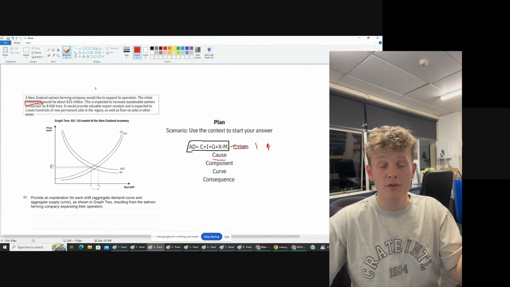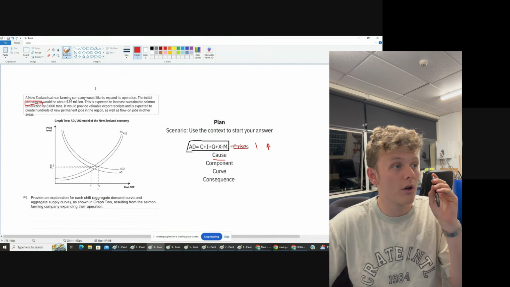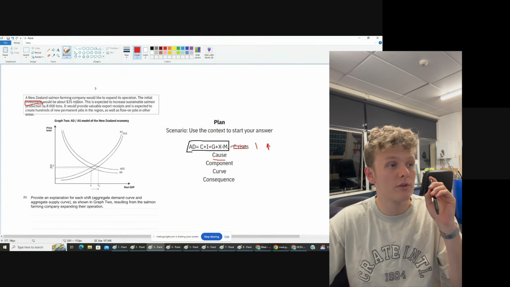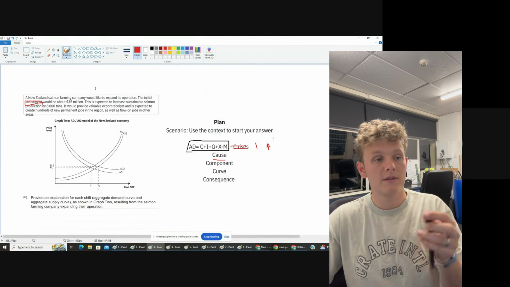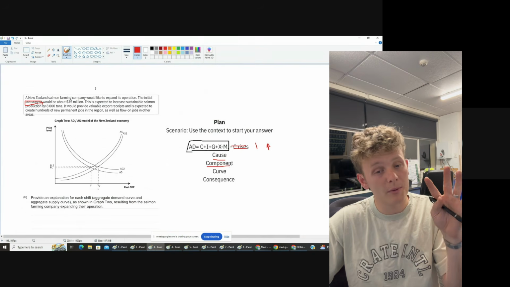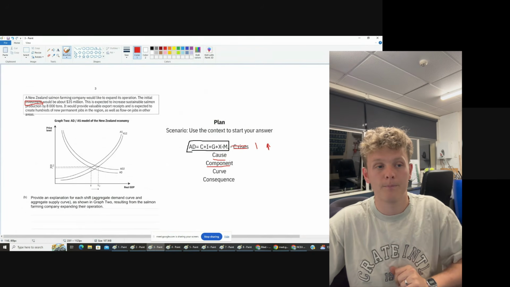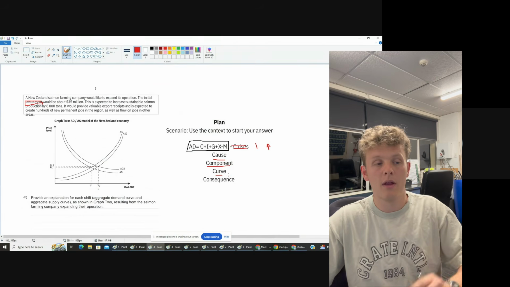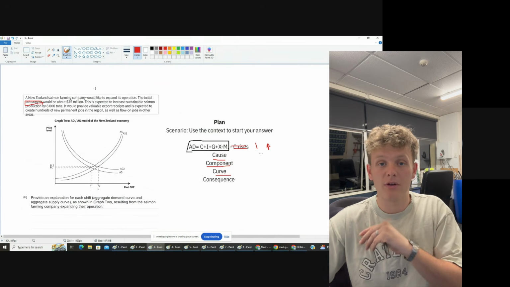So refer to the resource material. We're talking back to the resource material when we talk about cause. The initial investment of 35 million to expand operations, New Zealand Salmon is making an investment of 35 million. Next sentence to link to the component. We've talked about it a little bit. Make it explicit. This is an example of business investment. Next one, curve. Business investment is a component of aggregate demand.